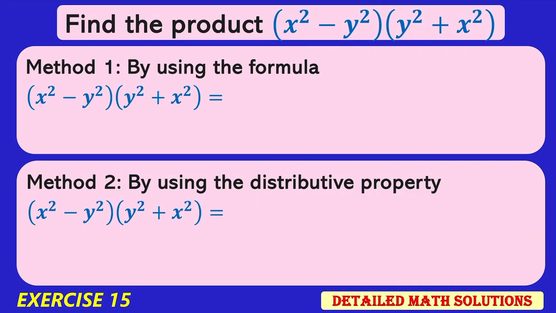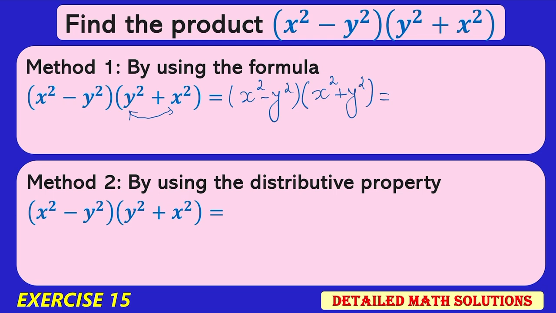Next exercise. Find the product x squared minus y squared in parentheses multiplied by y squared plus x squared in parentheses. Now, for this exercise, I need to write the second factor in a different way. I need to switch the two terms, x squared and y squared. In this way, this equals x squared minus y squared in parentheses, and then multiply by x squared plus y squared in parentheses.